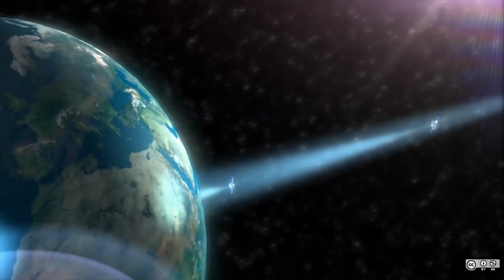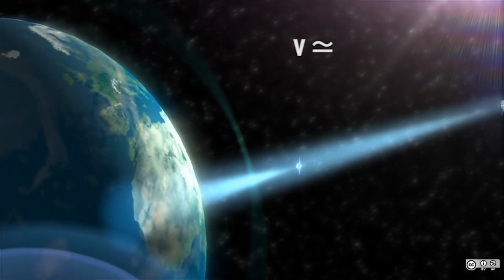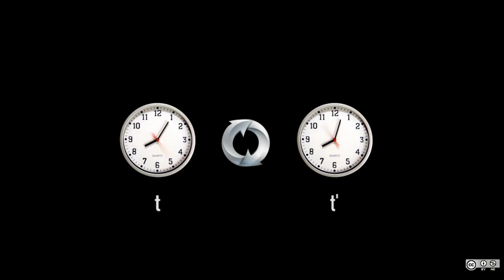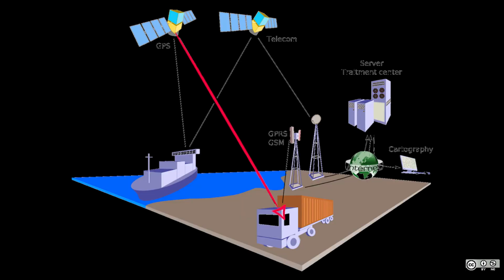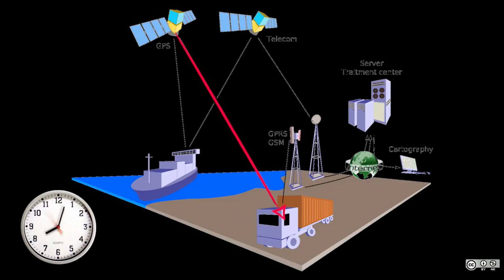The GPS satellites orbit the Earth at a speed of approximately 14,000 kilometers an hour. In order to accurately determine the position of any object within Earth's atmosphere, the clocks on these satellites need to be in sync with the clocks on the ground to an accuracy of 20 to 30 nanoseconds. This level of accuracy is important because our distance from the satellite is determined by measuring how much time a radio signal takes to reach us from the satellite.